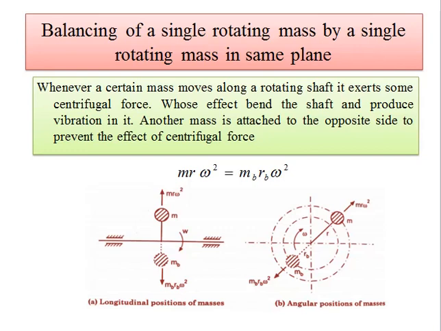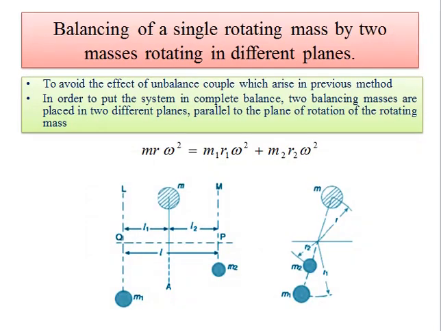To avoid the couple effect, instead of a single mass we put two masses at different planes. It is not exactly on the same plane but at a different plane, and these two masses will avoid the effect of the unbalanced couple which arises in the previous method. In order to completely balance the system, we provide two masses.